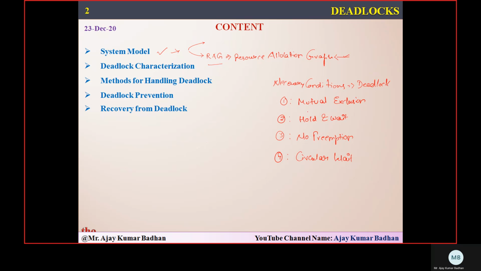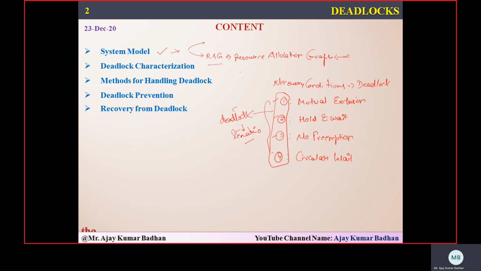And we said that if all these four conditions are present in a particular scenario where the processes are exchanging resources, simultaneously, then definitely we can say that there is a deadlock situation in that scenario. So that is what we discussed in the previous session.